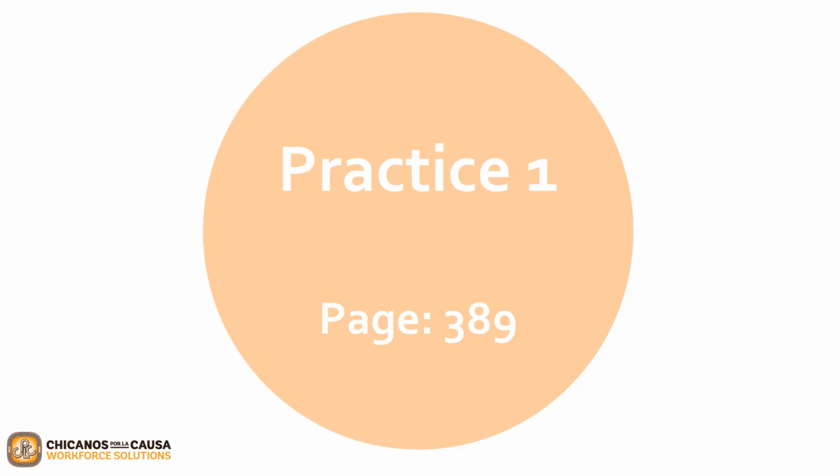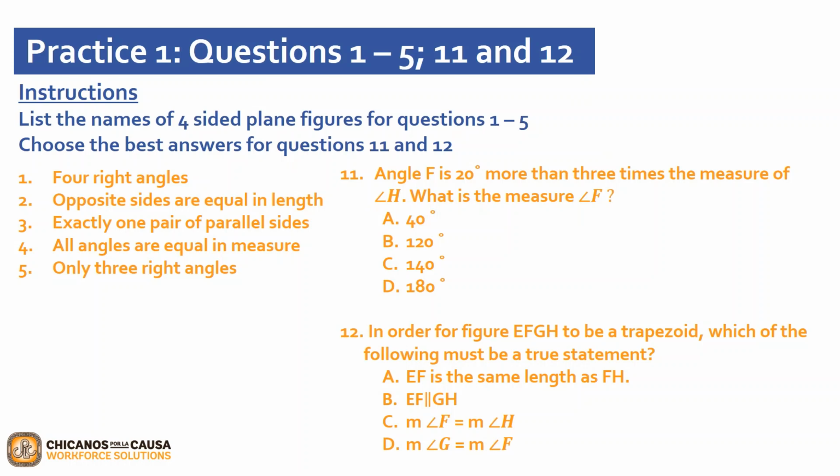Let's go ahead and put what we learned into practice. We're going to go now to practice 1, page 389. For practice 1, we're going to complete questions 1 through 5 and 11 and 12. For questions 1 through 5, you're going to list the names of the four-sided plane figures. And for questions 11 and 12, you're going to choose the best answers. So go ahead and take a couple minutes, pause the video, complete the questions, and then come back when you're ready to review them together.